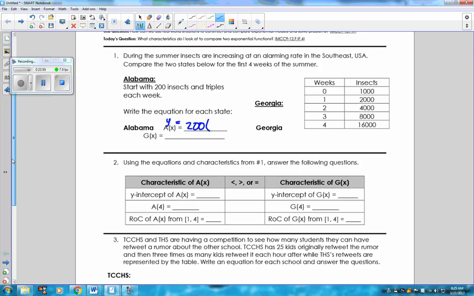What goes in the parentheses? Since it triples each week, 3 goes in the parentheses. So that's my formula for Alabama. What about my formula for Georgia? How much did I start with? How much does it increase by? So that's going to be my formula for Georgia.